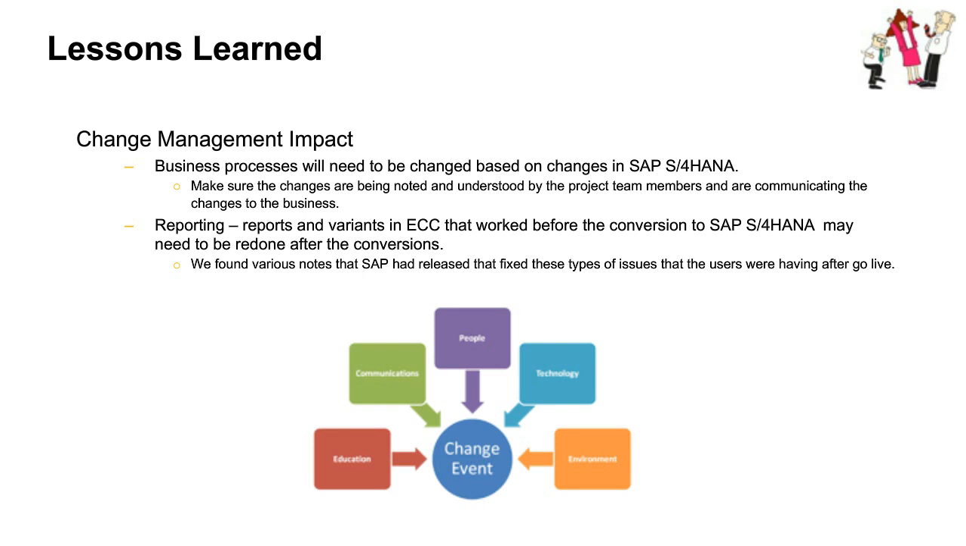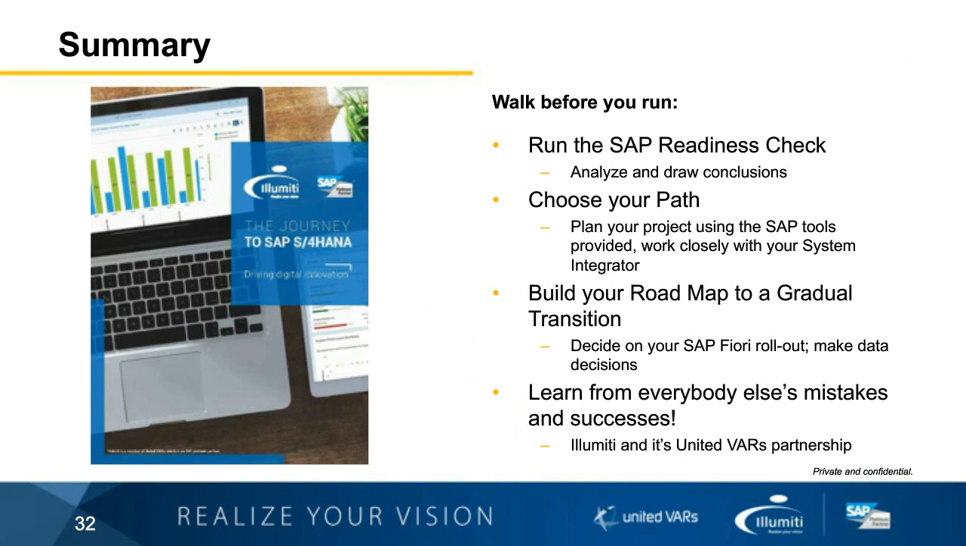Be aware of those. The Sandbox actually helps identify a lot of that, and be ready to have those available when you go live. So, walk before you run. The SAP Readiness Check: choose your path as soon as you possibly can, build your roadmap to a gradual transition, deciding on how much Fiori you want and when, make sure your data decisions are made and that you're ready to handle that, and then learn from everybody else's mistakes and successes rather than your own where you can.